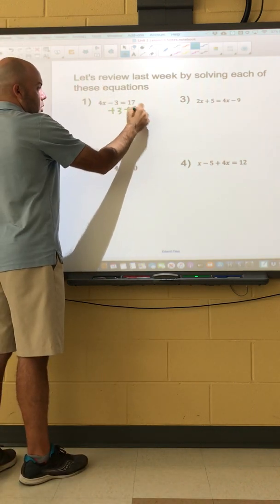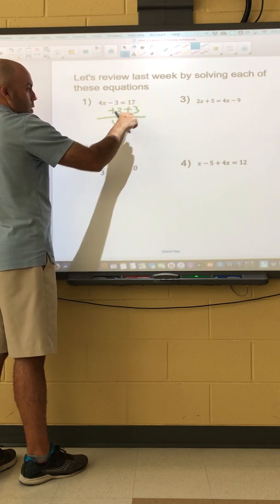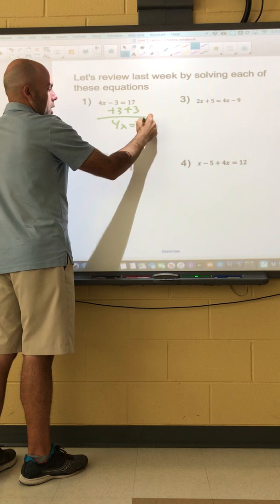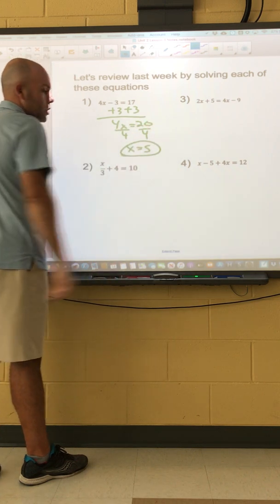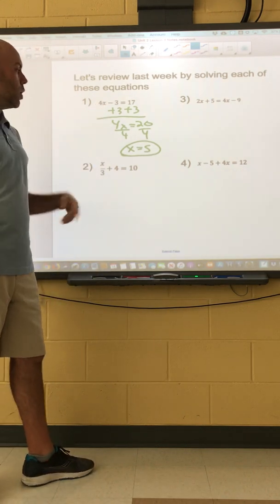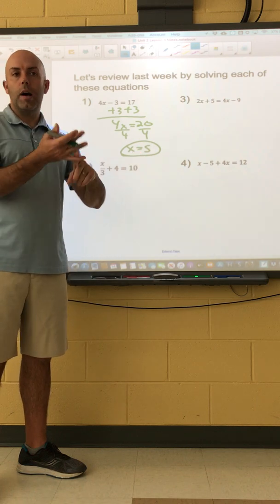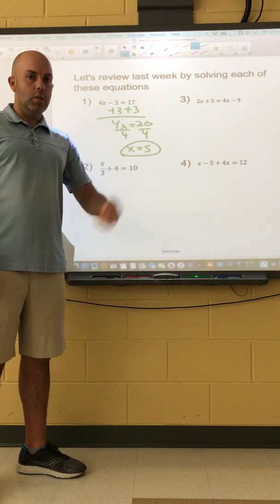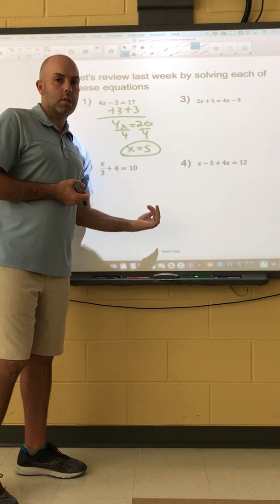So just to show the work on number 1, as I go through 4x minus 3 equals 17, add 3 to both sides to cancel, and then divide by 4, you notice I get x equals 5. This is what happens most of the time when we do these linear equations, when the exponent's just a 1. We get x equals a number, okay? Now that number could be positive, negative, a decimal, an integer, it doesn't make a difference, you get x equals something. Most of the time that's what you're going to see.